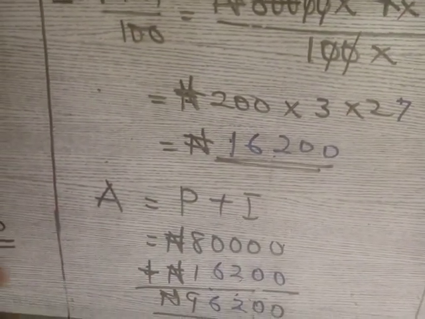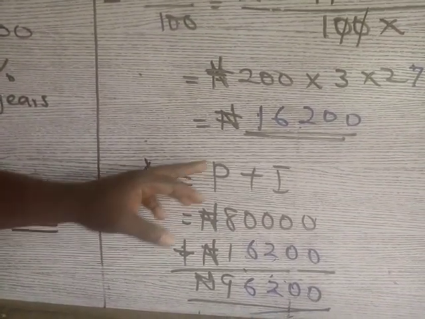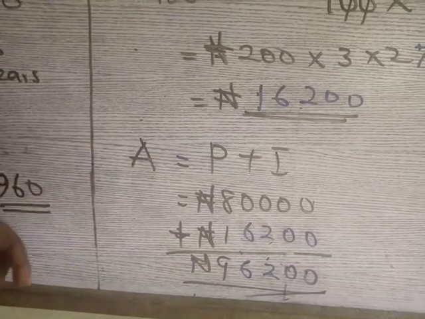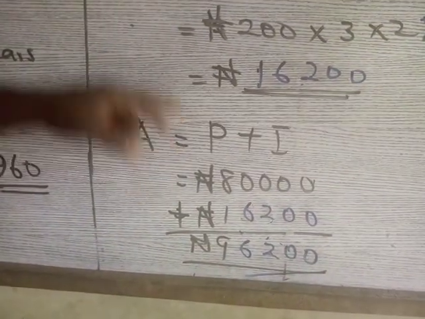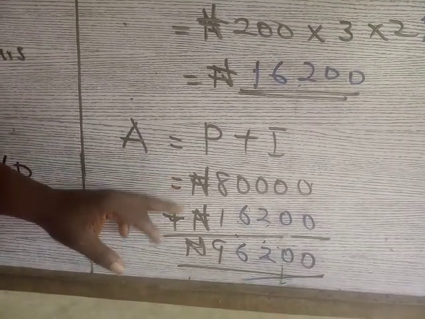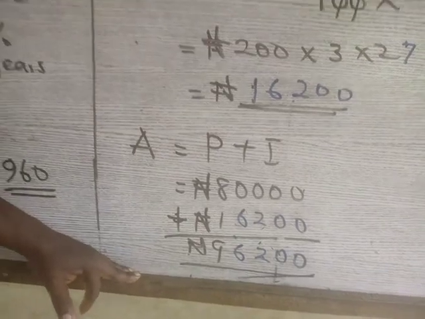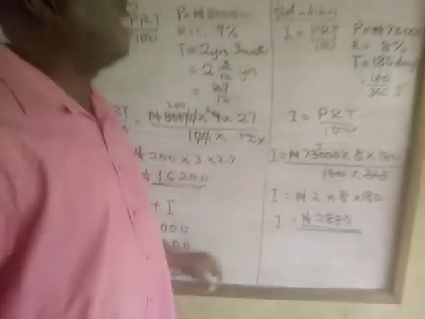Since we are asked to find the amount, amount equals principal plus interest, and we know that our principal is 80,000 while the interest now is 16,200. If you add this together, that will give us 96,200.